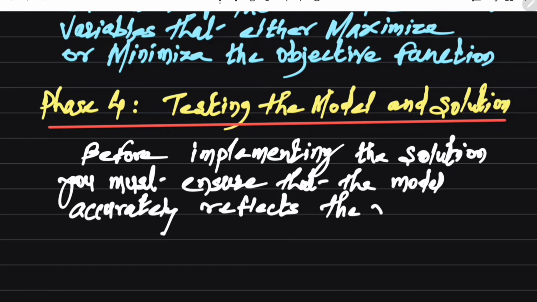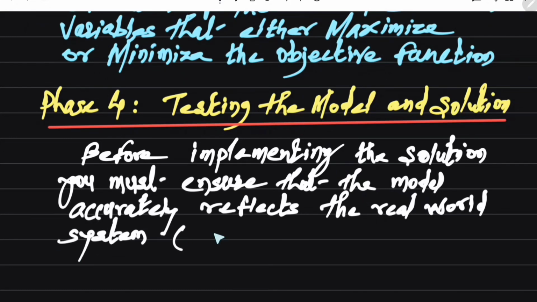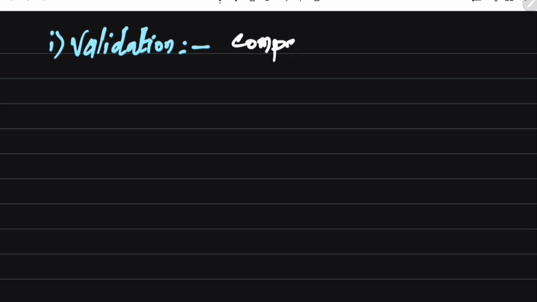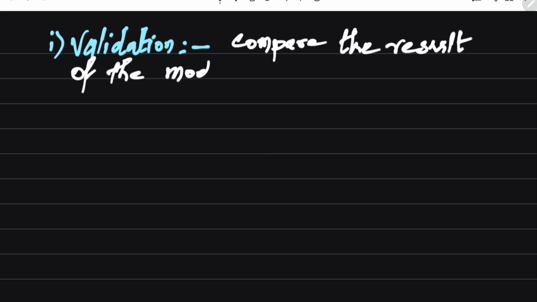What is meant by validation? Compare the result of the model to historical data or data with the company to confirm that the model predicts system behavior with a reasonable accuracy. That is called validation.